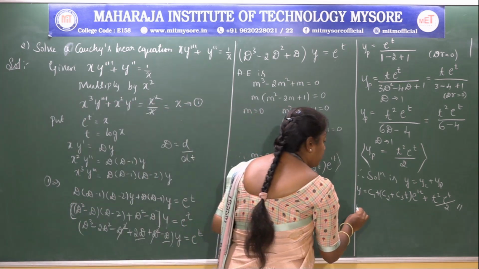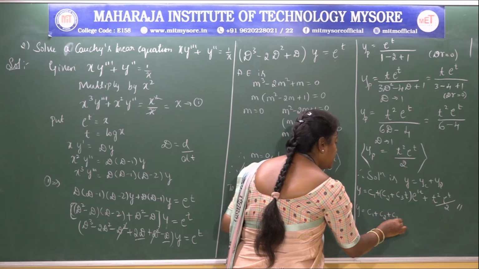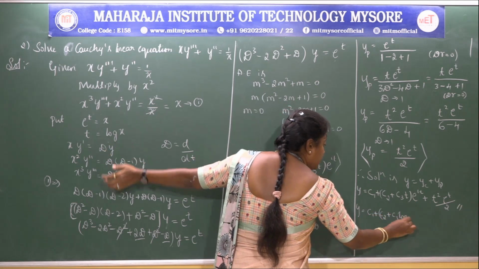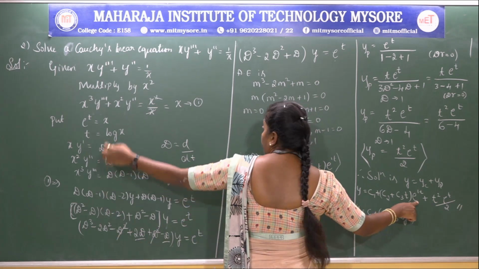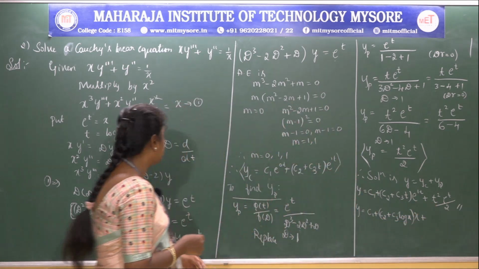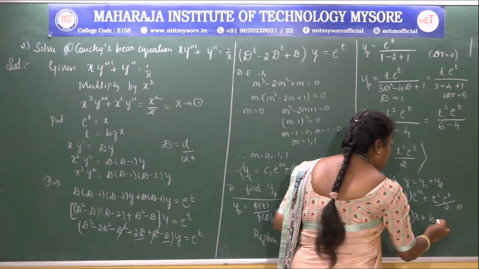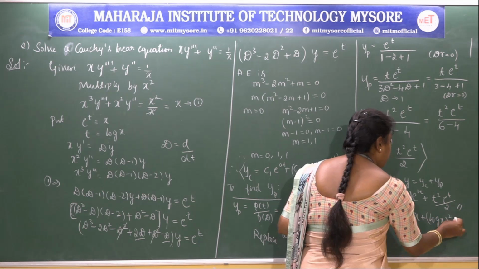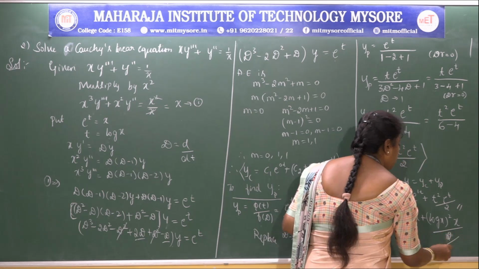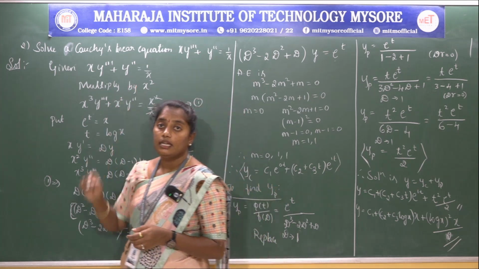Therefore y is equal to c1 plus c2 plus c3 log x, by replacing t, the value of t is equal to log x, into the value of e power of t, which is x, plus again we have t square, which is equal to log x whole square, into e power of t, which is x, divided by 2. So this is the complete solution of the given Cauchy's linear equation.